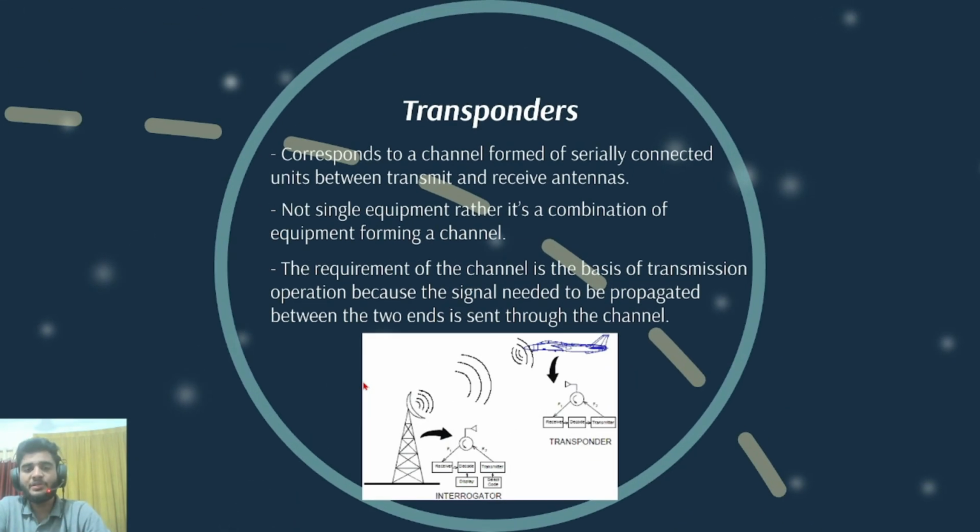So the last one being the transponders. It corresponds to a channel formed of serially connected units between transmit and receive antennas. Not a single equipment, rather it's a combination of equipment forming a channel. The requirement of the channel is the basis of transmission operation because the signal needed to be propagated between the two ends is sent through the channel. We can see the block diagram of the transponder here.